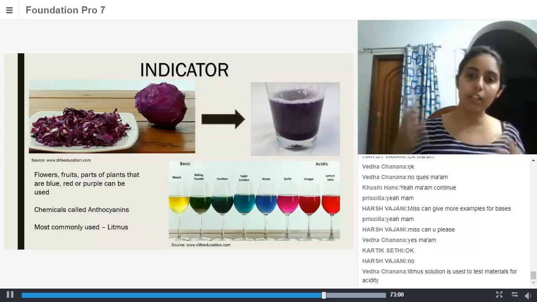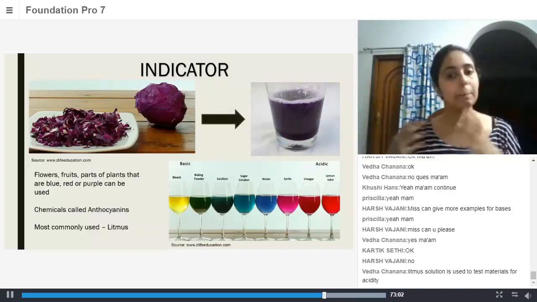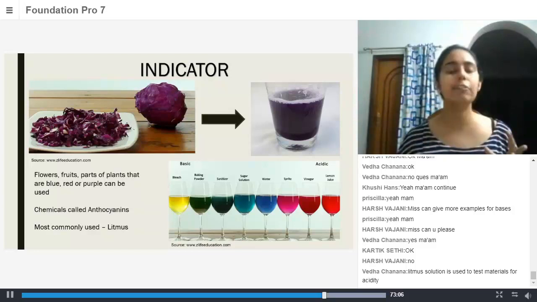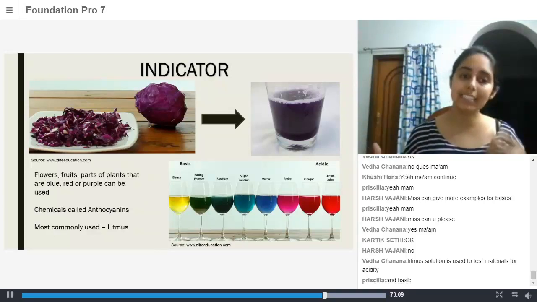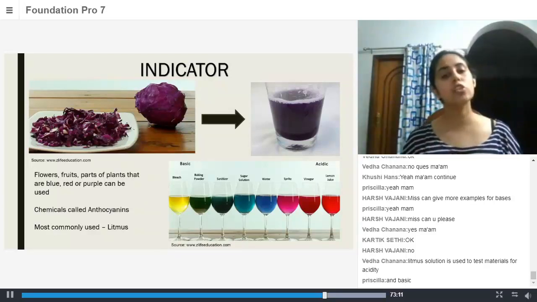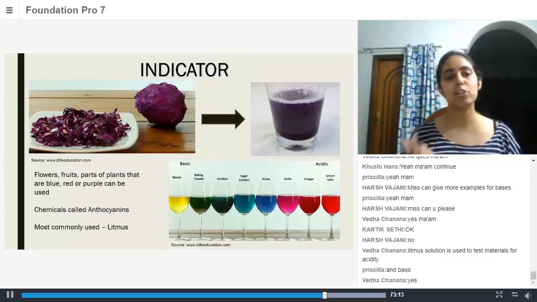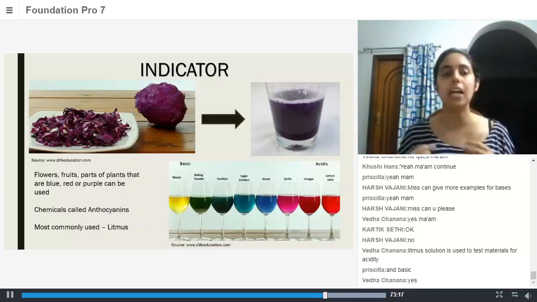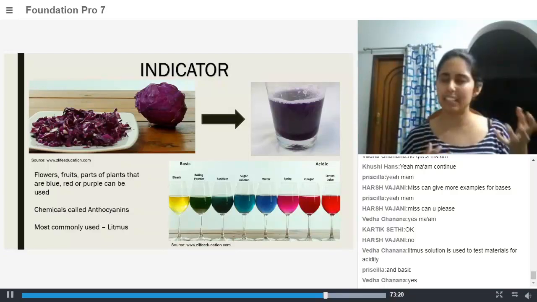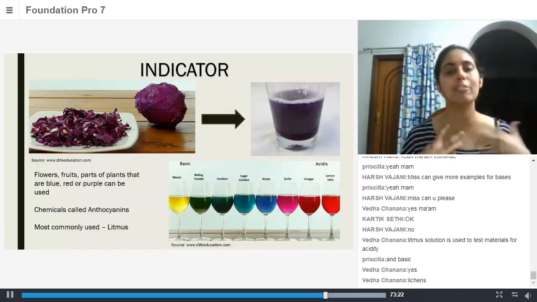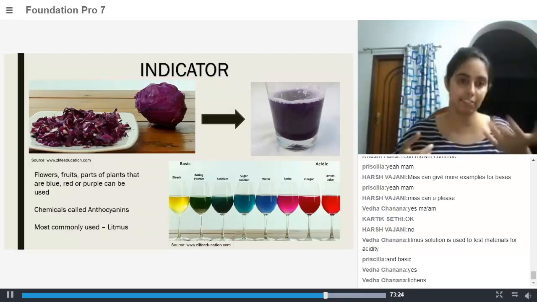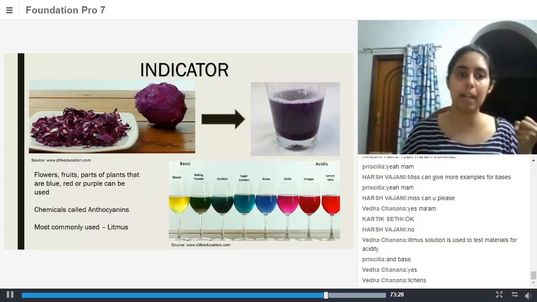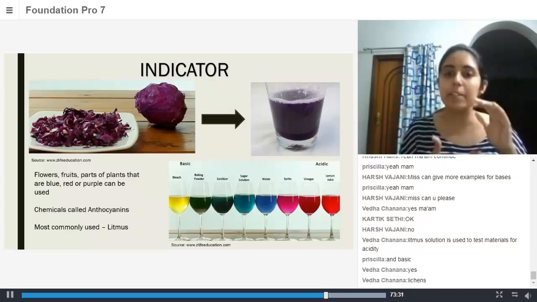Similarly, in order to test if something is acidic or basic, you have a litmus indicator. In fact, you have different kinds of indicators. One of those is litmus. Litmus is actually from a plant called lichen. If you take the plant, crush it and take out the juice, that is called the litmus solution.